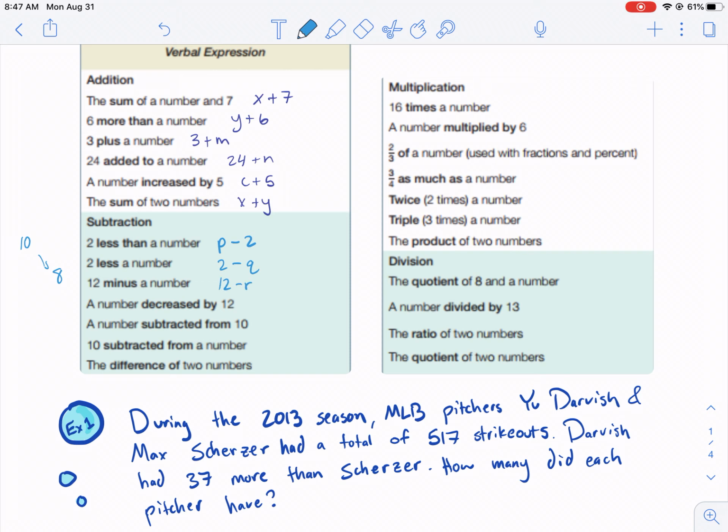A number decreased by 12. This one's pretty self-explanatory. We're taking a number, x, and we're decreasing it by 12. A number subtracted from 10. Same deal here. We're taking y and we're subtracting 10 from it. 10 subtracted from a number. Same thing. We're taking 10 and we're subtracting it from z. So z minus 10, it's the same thing. The difference of two numbers. This one, for example, a minus b, that is the difference. Anytime you have subtraction, that is the difference.